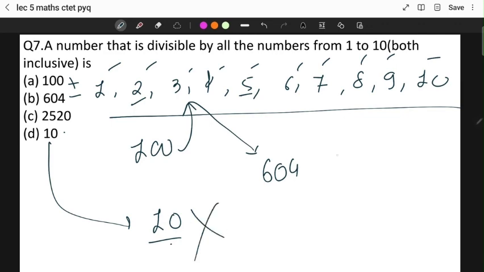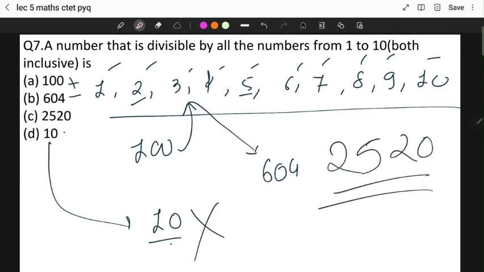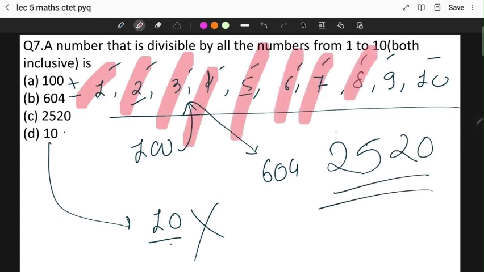So if we look at the last option, 2520, it is a number which is divisible by 1 as well as 2, 3, 4, 5, 6, 7, 8, 9 and 10. So the correct answer for the given question is option number C.